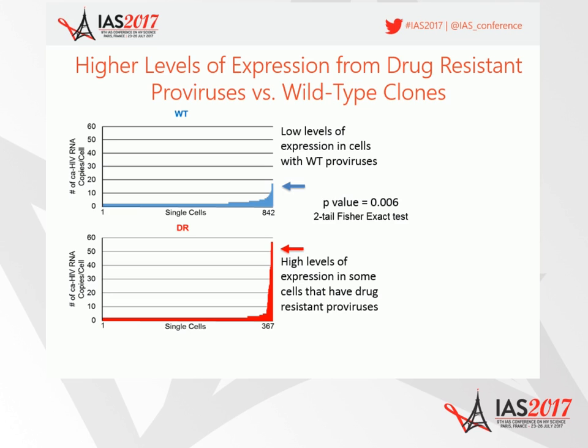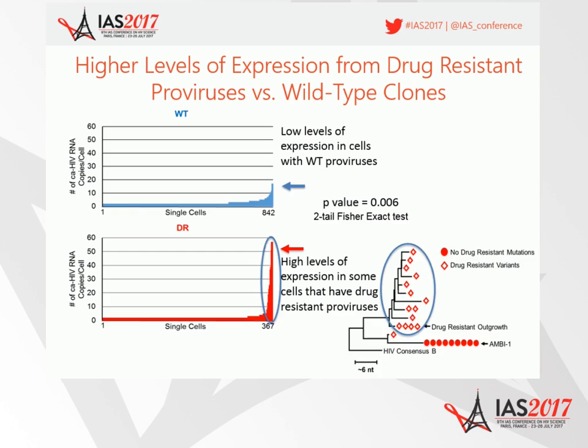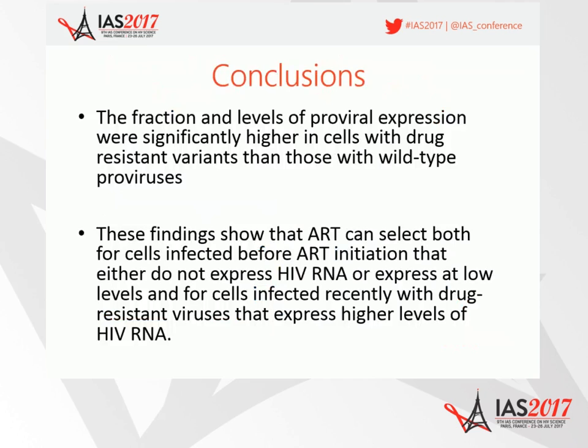And when we sequenced from these, and by the way, these are statistically significantly different, when we sequenced from these high-expressing cells, we found that indeed they did match what was found in the plasma viremia. So likely it's these high-expressing cells that are resulting in the virus that you see in plasma and in virologic failure. So to conclude, the fraction and levels of proviral expression were significantly higher in cells with drug-resistant variants than those with wild-type proviruses.